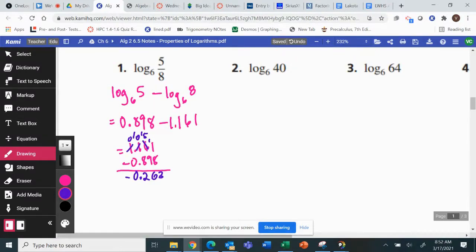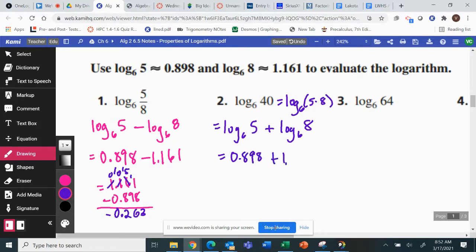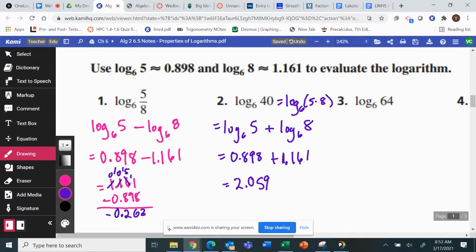Okay, the next one is log base 6 of 40, and I would think about that being log base 6 of 5 times 8. So I'm going to have log base 6 of 5 plus log base 6 of 8. Because when it's multiplication, I change it to addition and I expand the logarithms. So that'll give me 0.898 plus 1.161. Who got an answer for that? 2.259? Oh. 2.059? Okay, thank you. Those masks make it hard to hear.